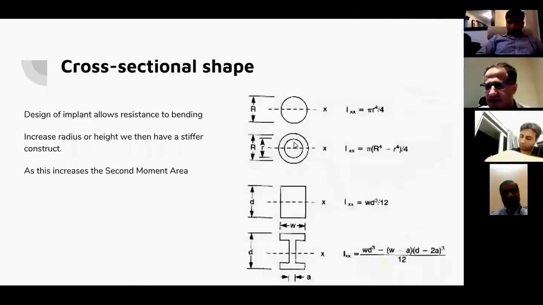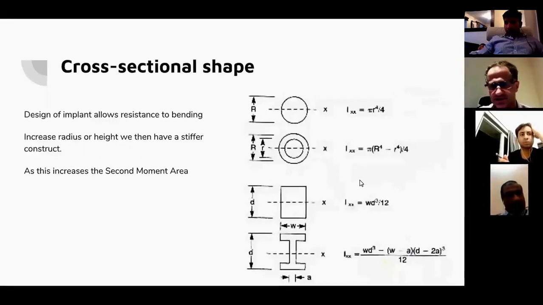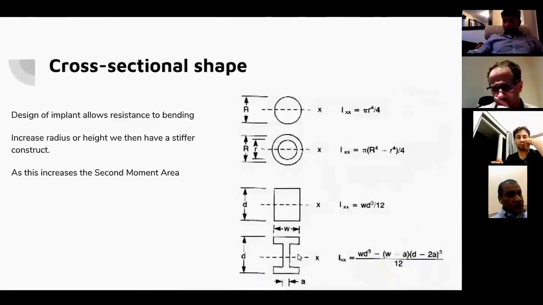Again, for the same amount of material, you can achieve a more rigid construct by using that material as a hollow tube. You can appreciate that there's far more material in this than there is in this. And for a small decrease, there is a decrease in the proportion of your moment of area. Okay.